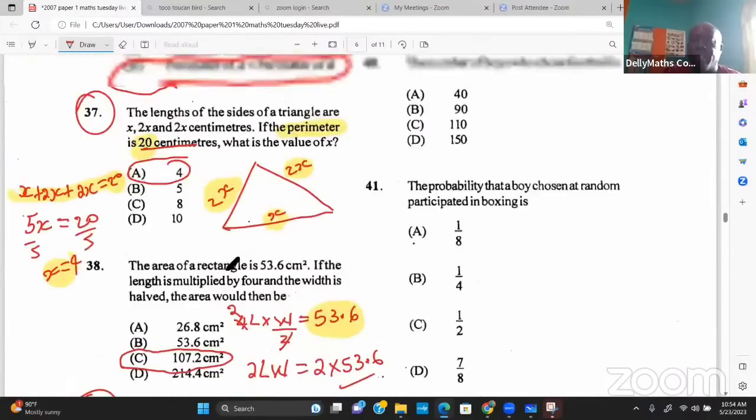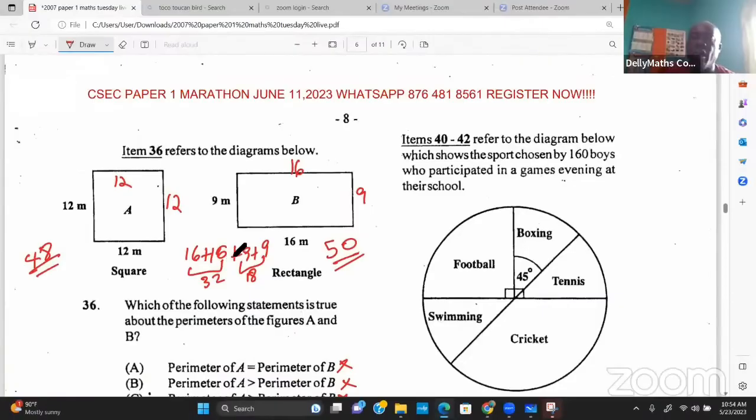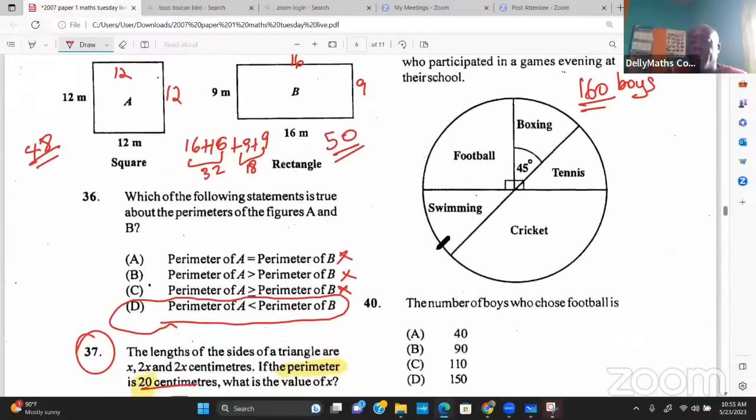All right, let's go to 40. So 40, 41, and 42 will be coming from this one diagram. So the question reads, it says the item 40 to 42 refers to the diagram below, which shows the sports chosen by 160 boys who participated in a game evening at their school. Now, 160 boys is crucial. We want to make sure we have that down. Let's see what the first question is.